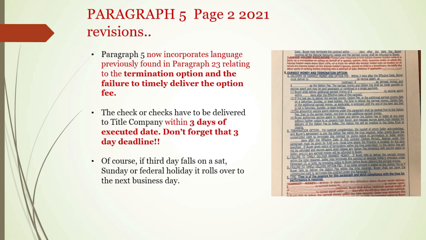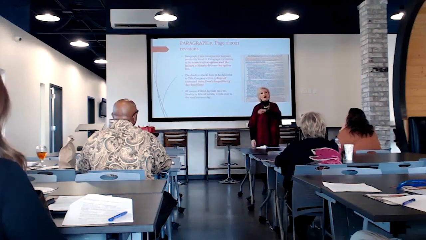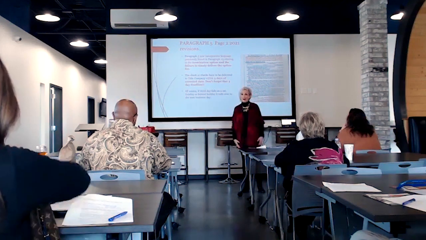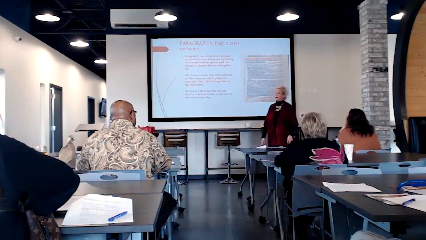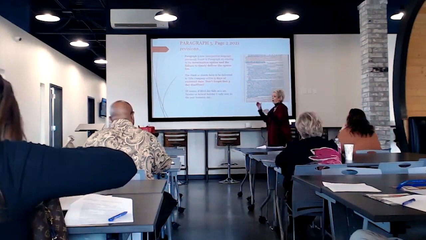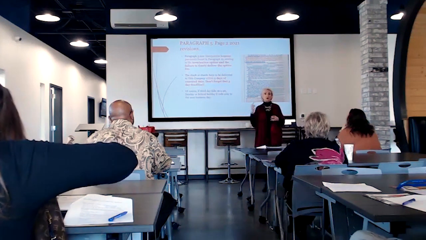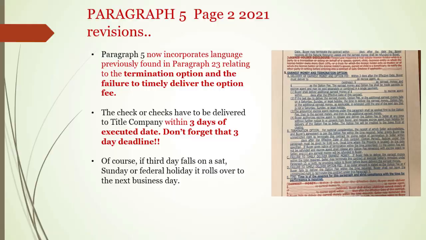Okay, paragraph 5, page 2, revisions. Paragraph 5, now we all know this, and it was made in 2021. Everybody's really happy that option money goes to where now? Title company. I never understood why they didn't get it in the first place, but they do, finally. So that option paragraph was on paragraph 23 of the contract. They moved it to this page. They put it under earnest money and termination option.